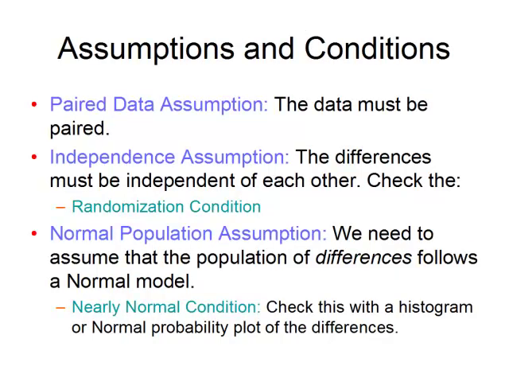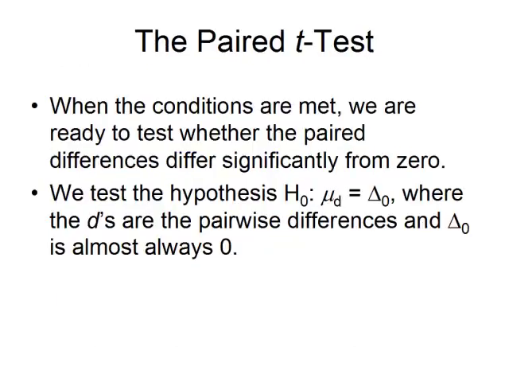Our assumptions: the data must be paired, the differences must be independent of each other, and we need to assume that the population of differences follows a normal model. We can check this with a histogram or a normal probability plot of the differences. When the conditions are met, we are ready to test whether the paired differences differ significantly from zero.